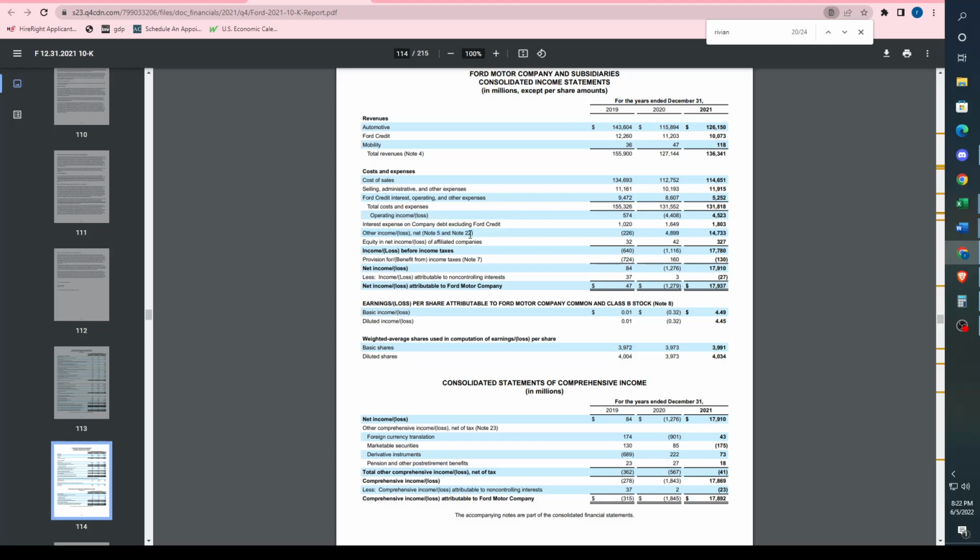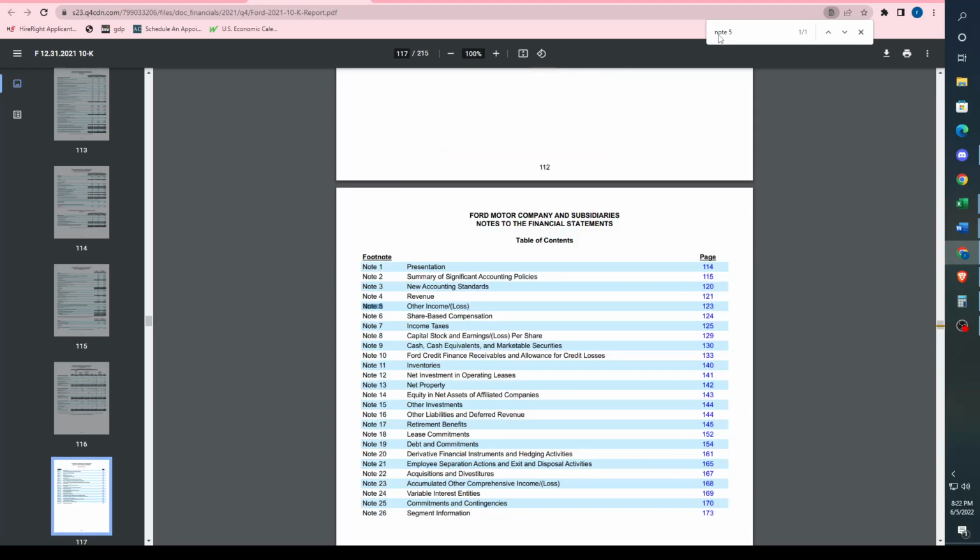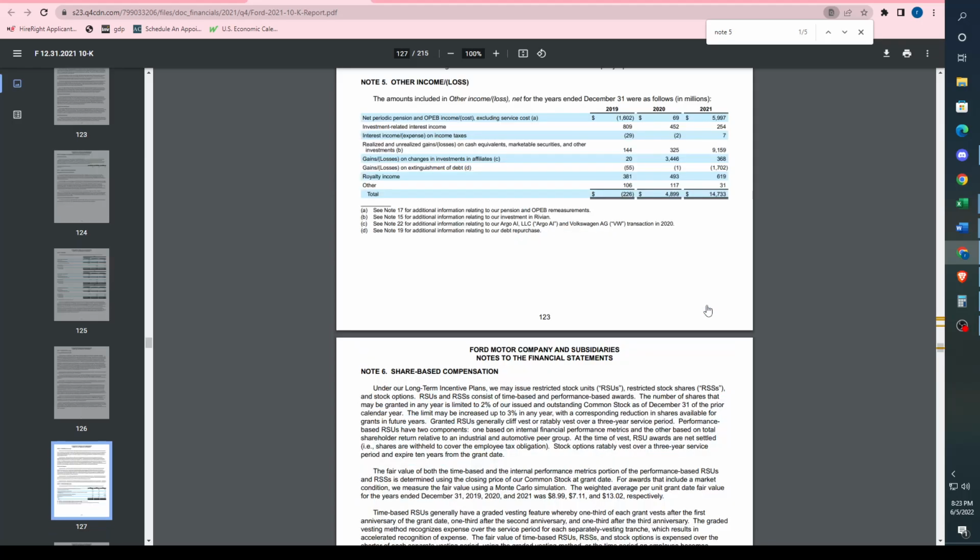Other income / loss basically means income that's not directly tied to the business. Now I'm going to look up note 5. We're going to type in note 5. This takes me right back to the table of contents for the notes, and I can see note 5 is other income / loss. It's on page 123, so I'm going to click on that.